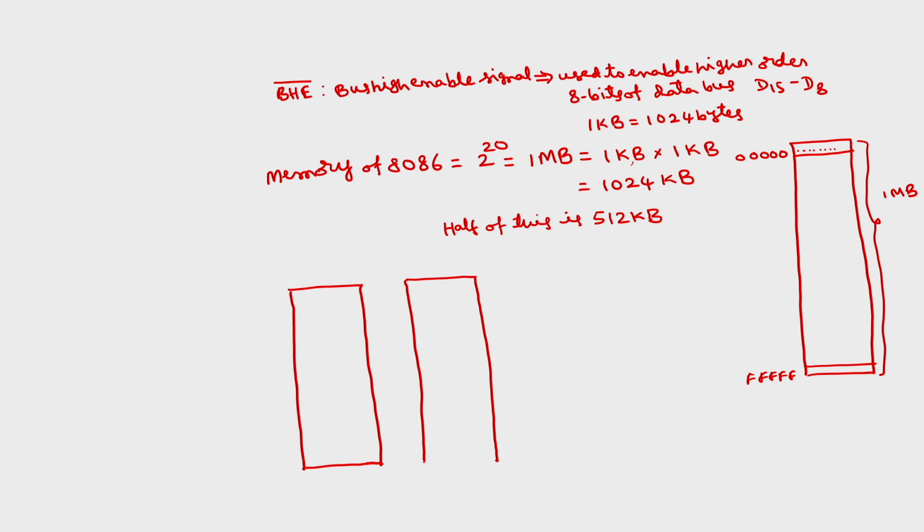Now what is the capacity of each bank? It is 512 kilobytes, this is 512 kilobytes, and this is 512 kilobytes. The address of this one will be odd addressed, and this is even addressed.